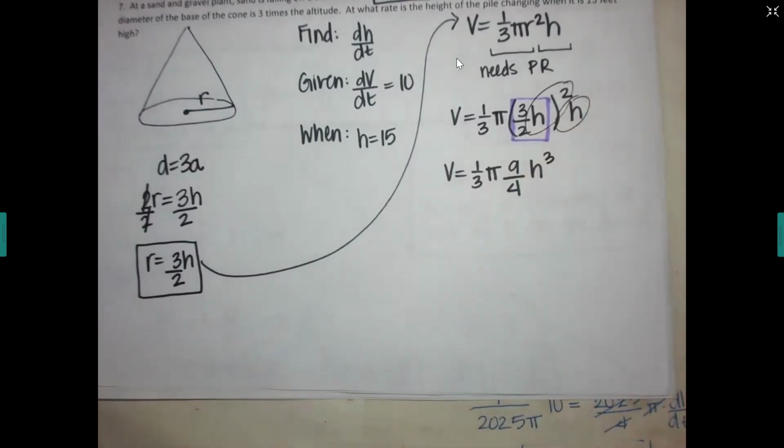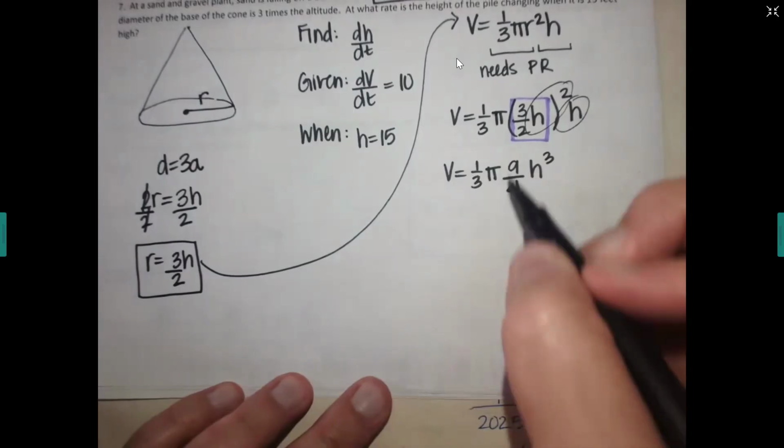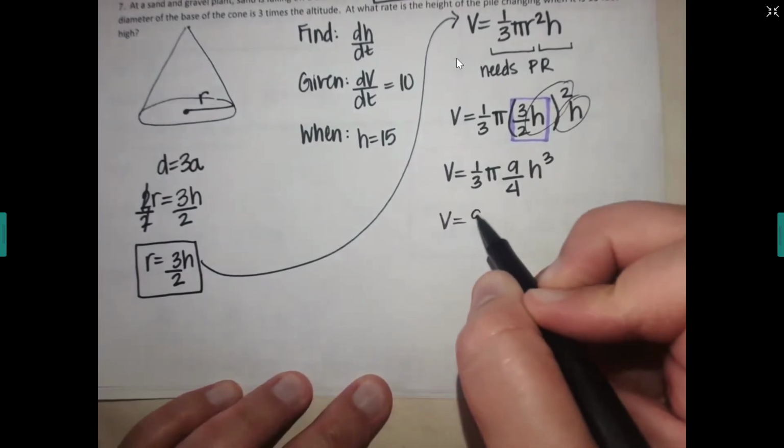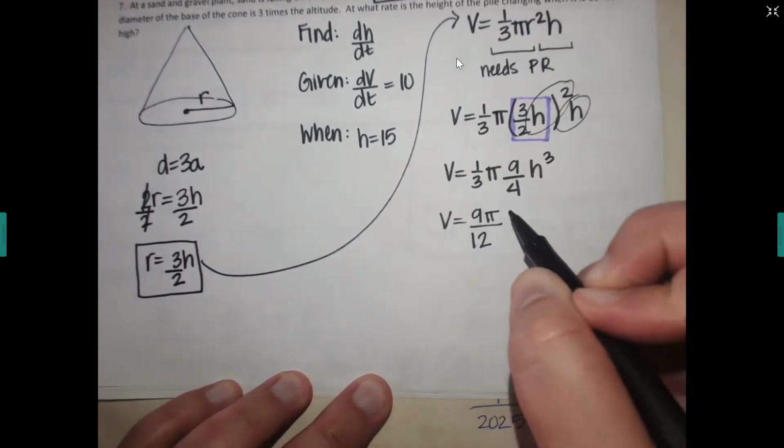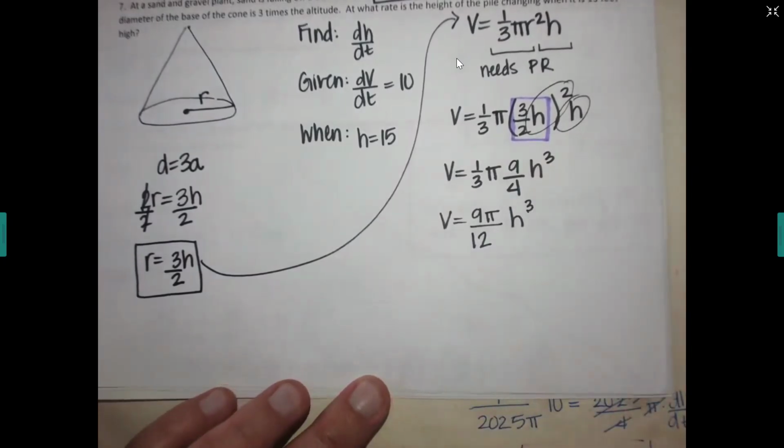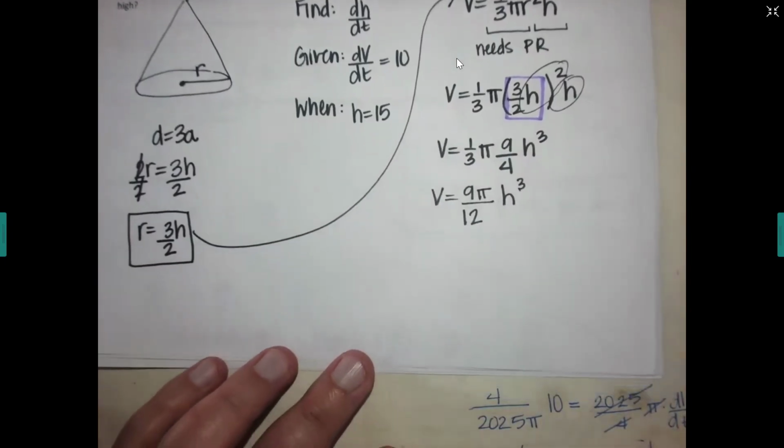Okay, then let's clean this little fraction up here. Remember, fractions, you times the tops and the bottoms together. So 1 times 9 is going to stay a 9. And then 3 times 4 is going to be a 12. Now, if you want to reduce that, you can, but I'm not going to. I'm just going to leave it.